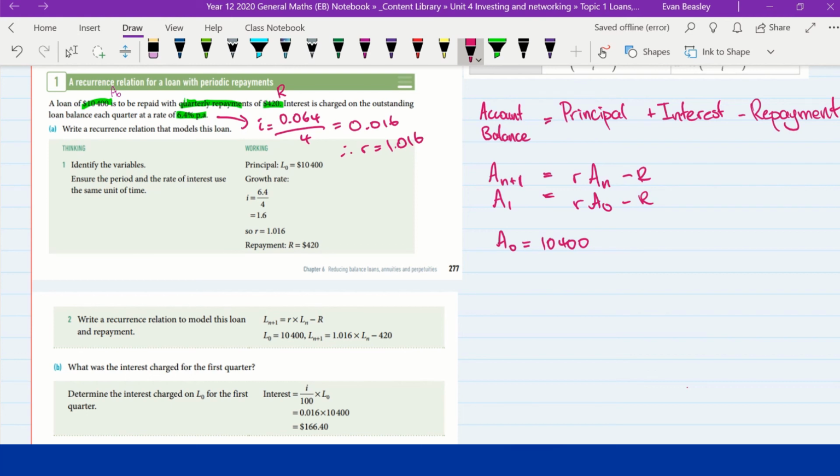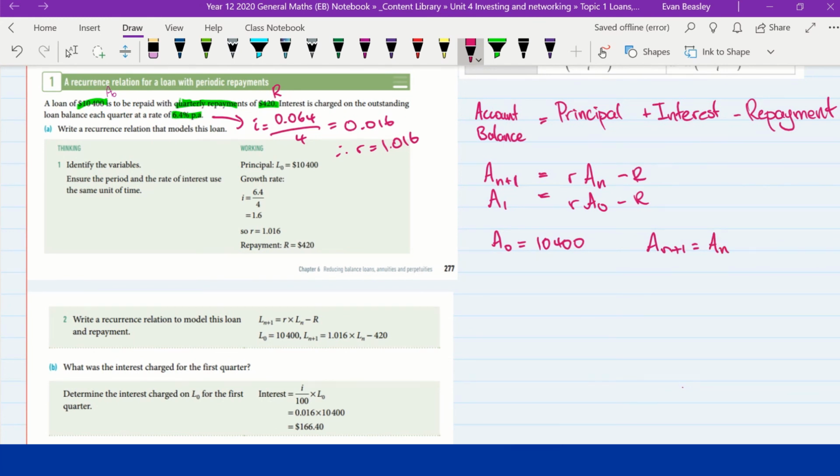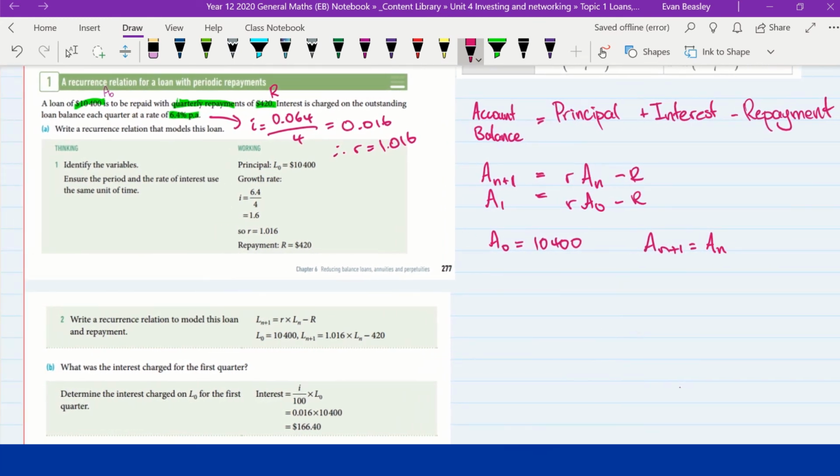The amount at the end of any particular term, so just A n plus 1 equals AN. And what was our growth rate? Times 1.016. So I'll put that first, 1.016.